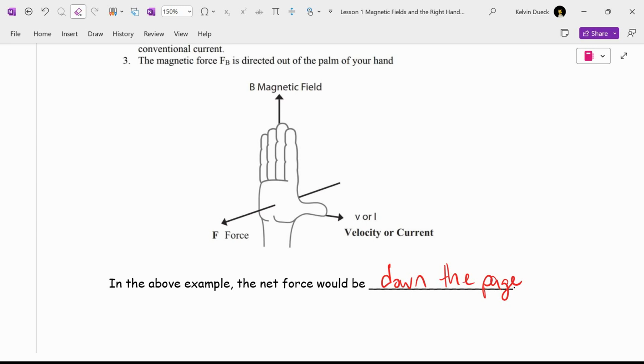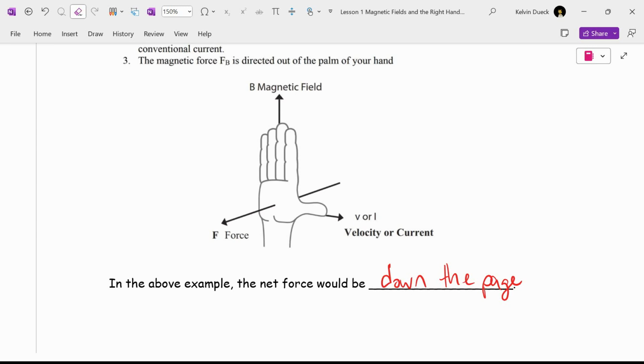And it turns out, look up. Are you ready? That direction cross that direction is that direction. That direction cross that direction is that direction. That direction cross this direction is that direction. Your right hand is actually a built-in cross product.